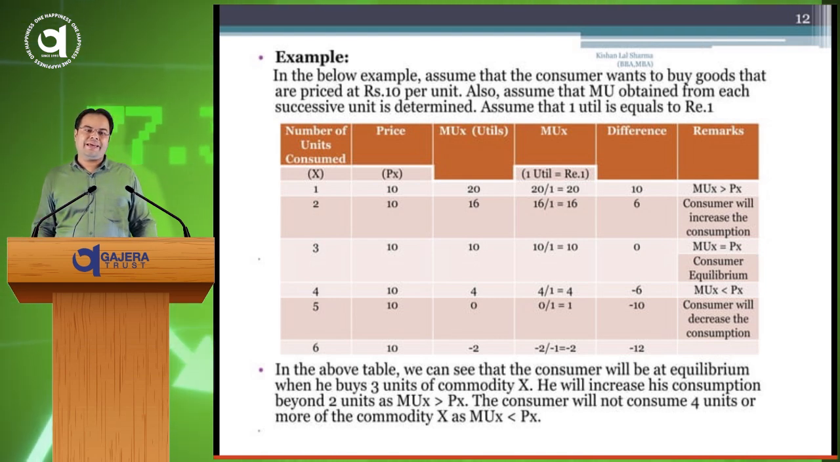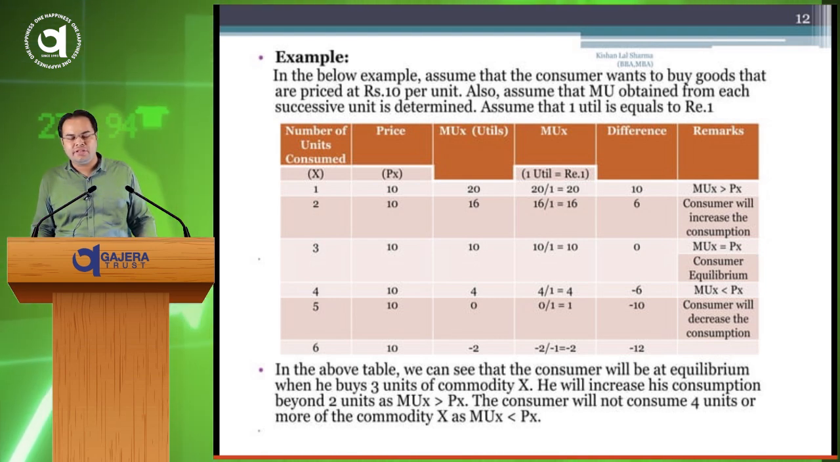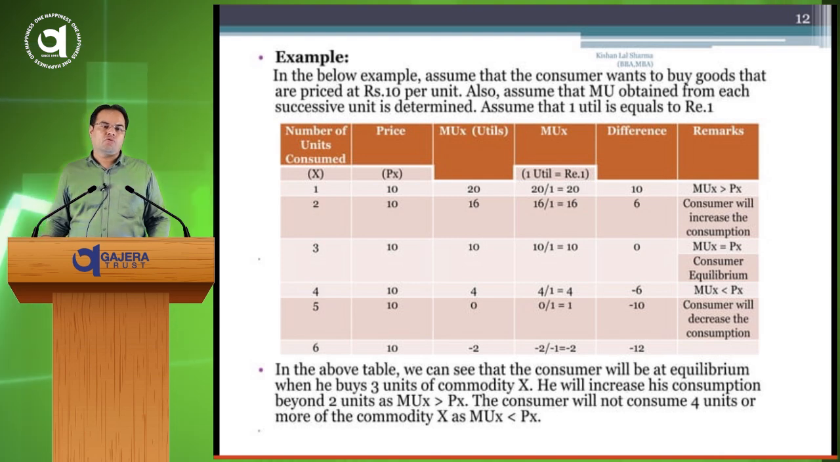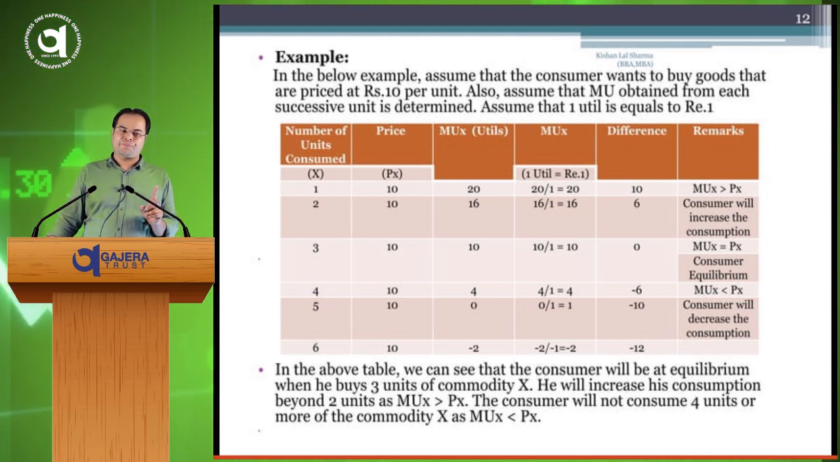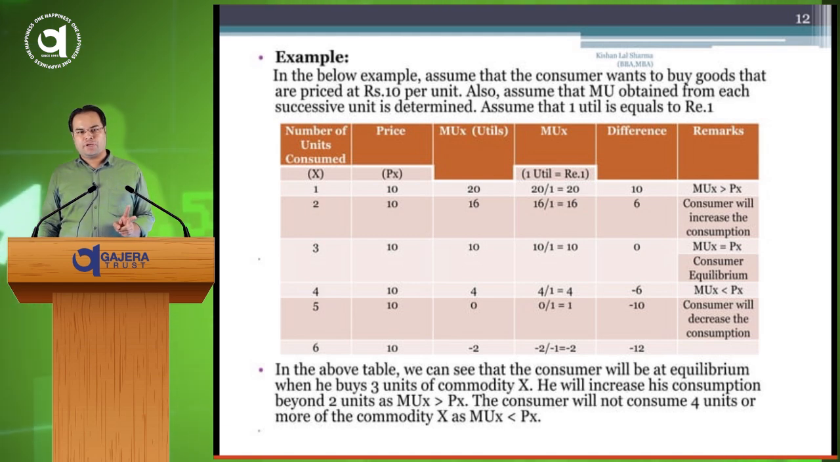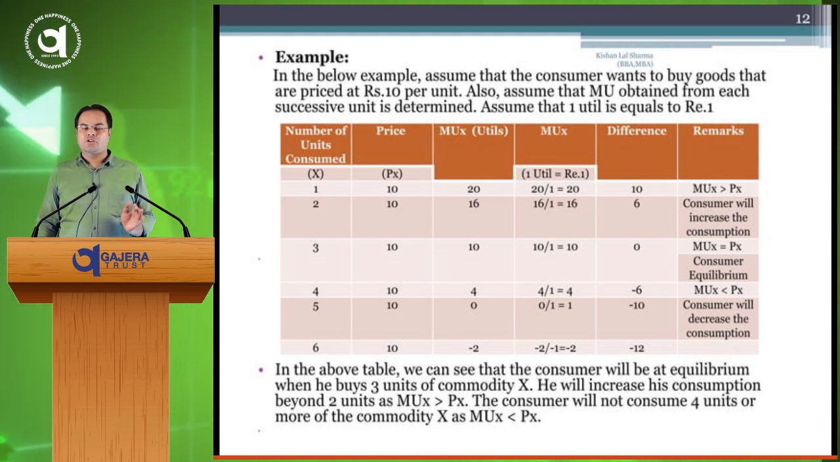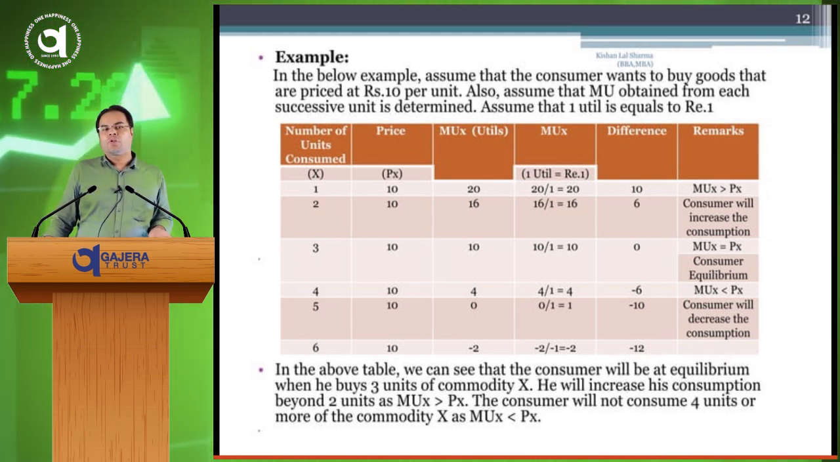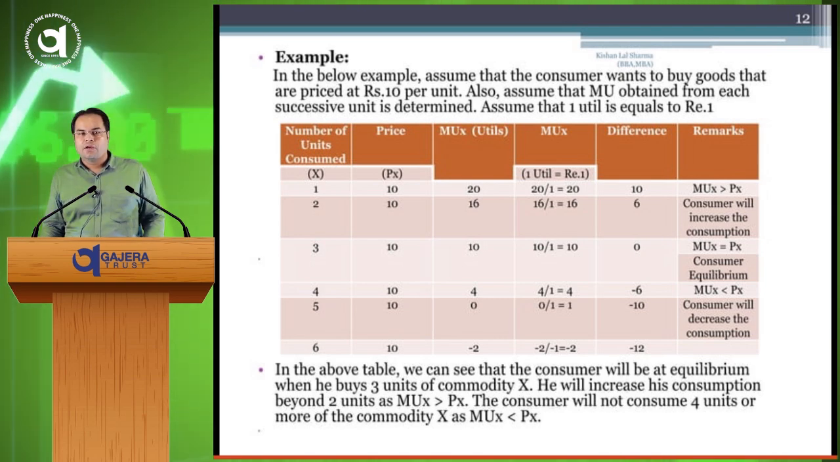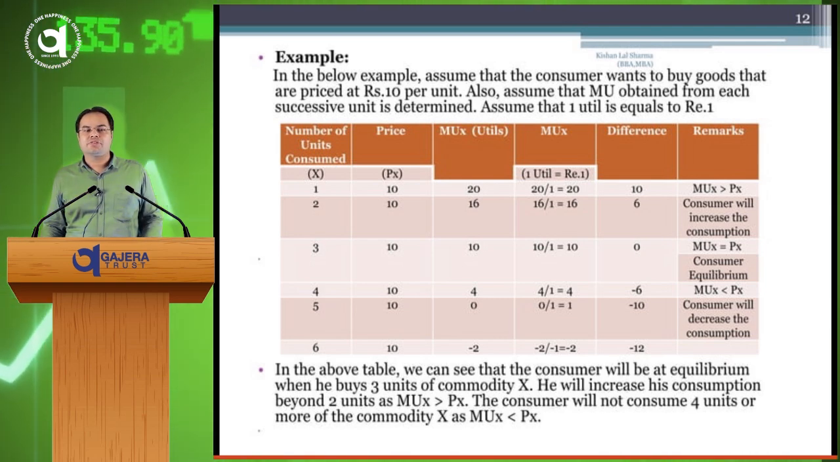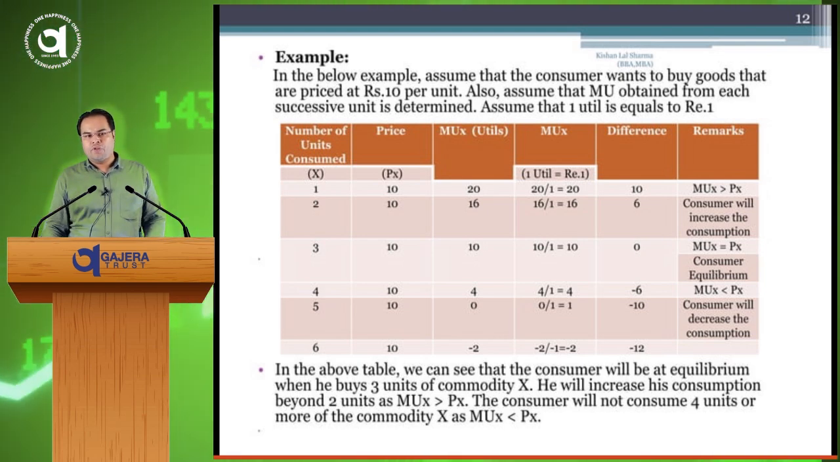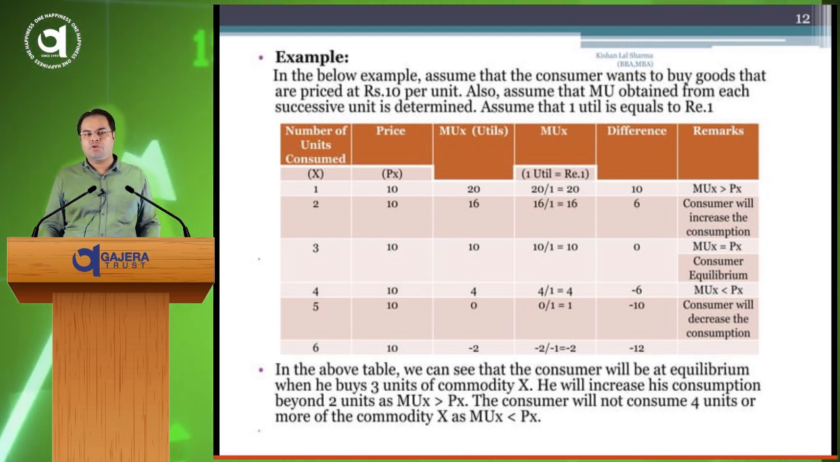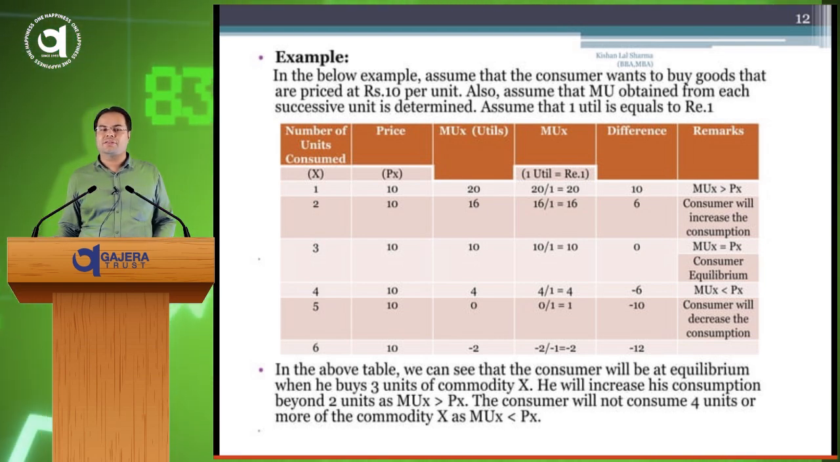Price for each commodity, like the price of one commodity as given in the example, is rupees 10. So when 1 unit is purchased, it is 10 rupees. When 2 units are purchased, the price will also be the same. So what MUX are we getting? The MUX in utils: first 20, second 16, third 10, fourth 4, fifth 0 and sixth one you can see minus 2.